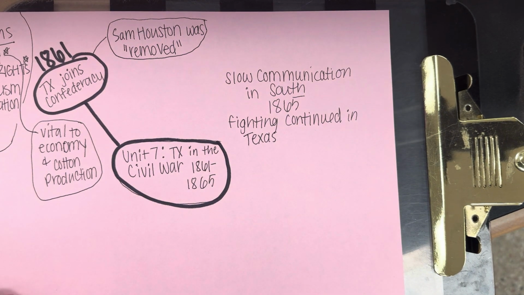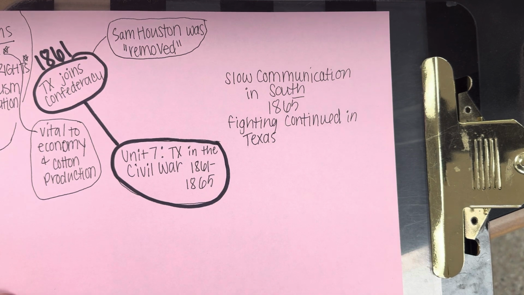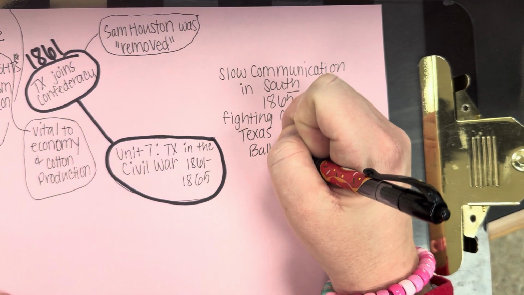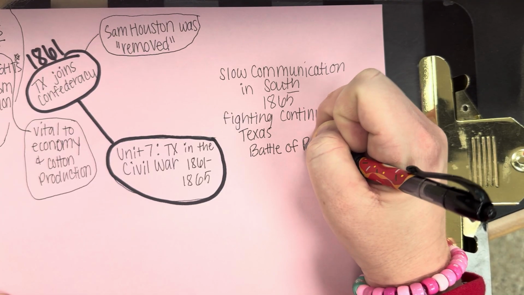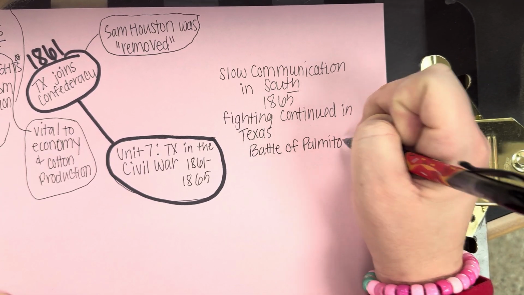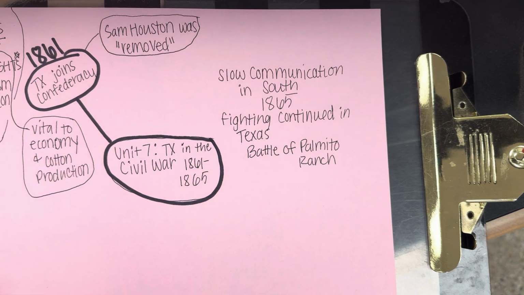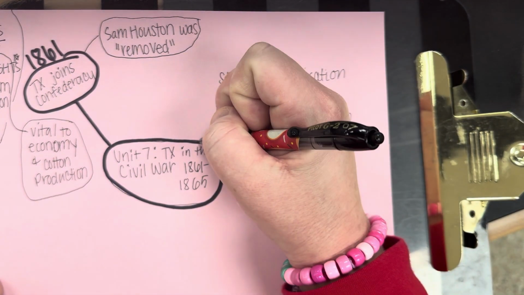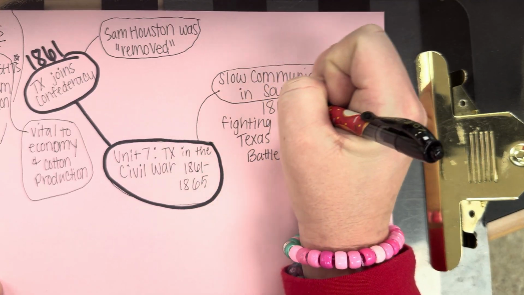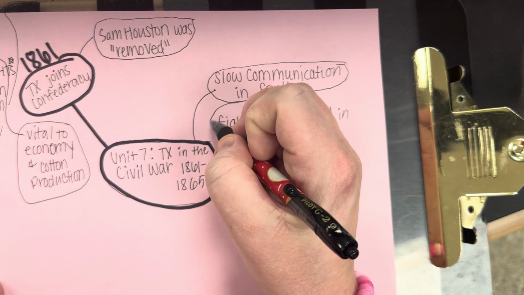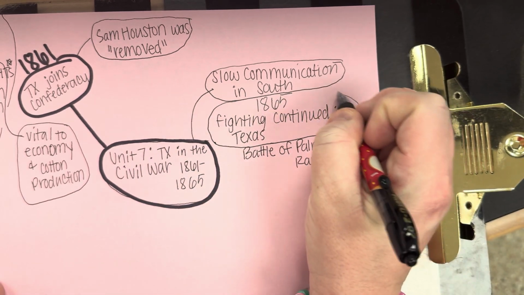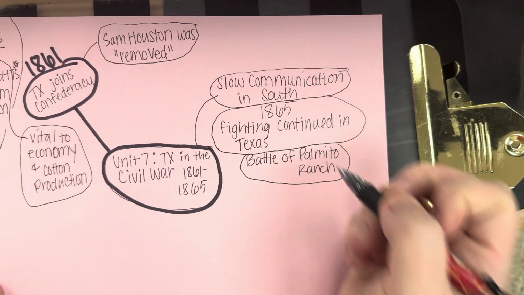And in the state of Texas, the very last battle of the Civil War took place, and that was called the Battle of Palmito Ranch. The Confederacy starts to win the Battle of Palmito Ranch, and then they are told that the war is over, and so no one wins that battle because it shouldn't have happened in the first place. Fighting continues in Texas, and then Battle of Palmito Ranch.